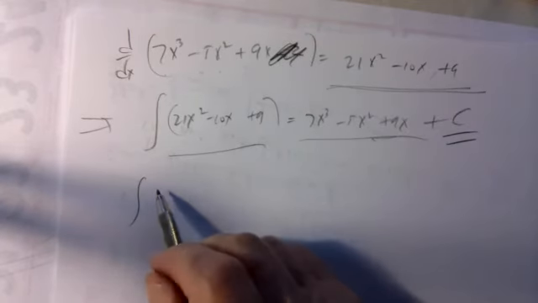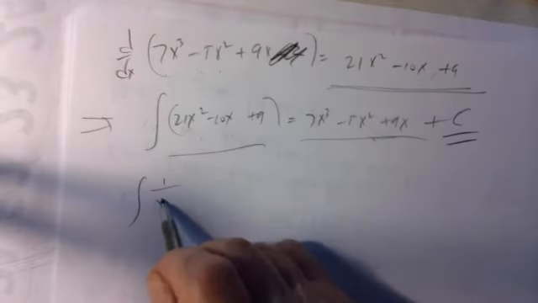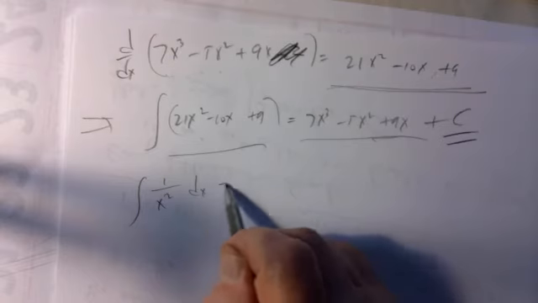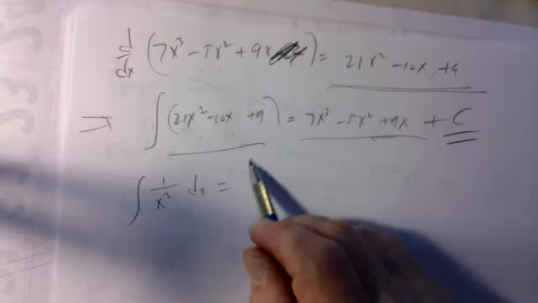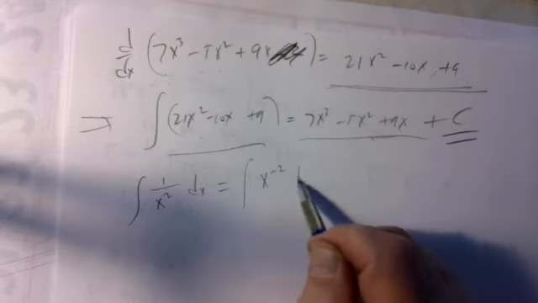So here's an interesting problem. What is the antiderivative of 1 over x squared? And I'll give you a hint. 1 over x squared is the same as x to the minus 2.